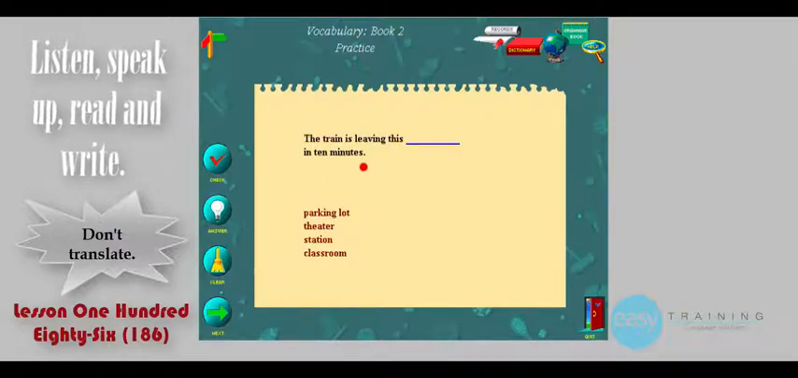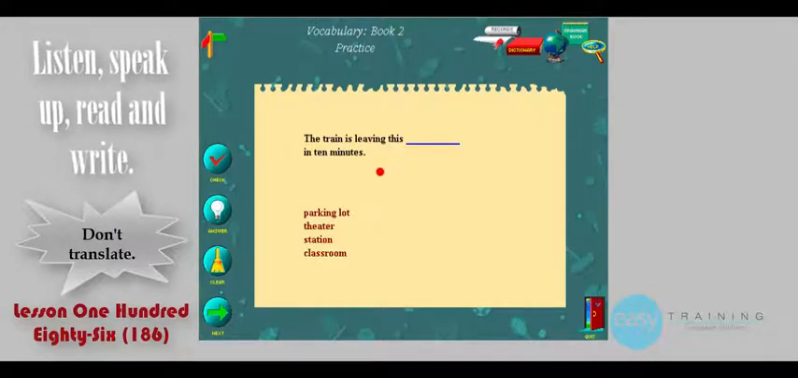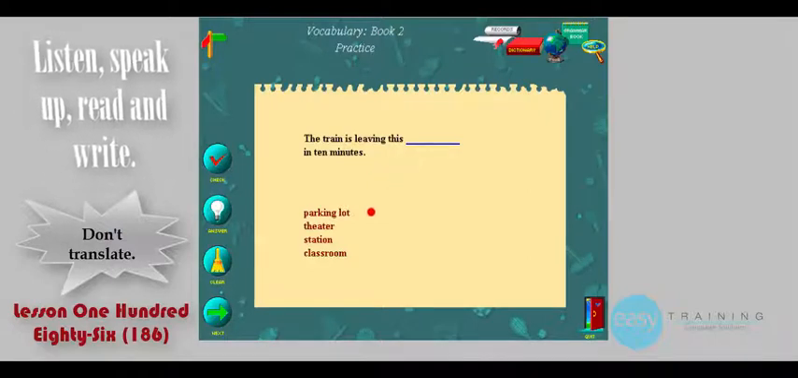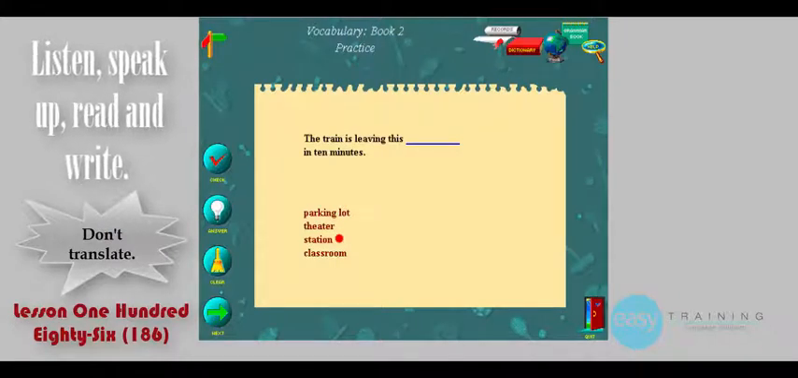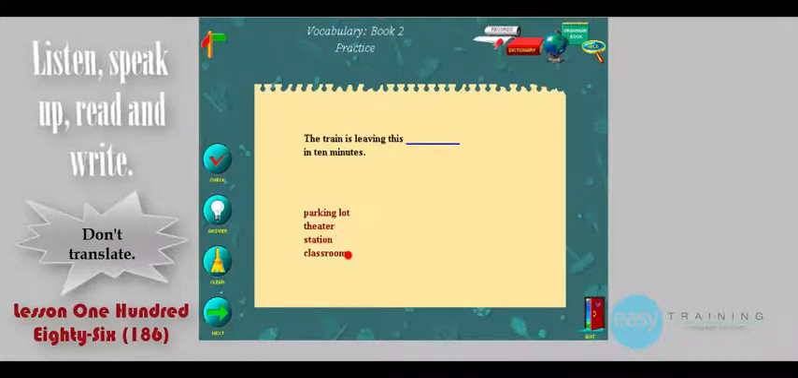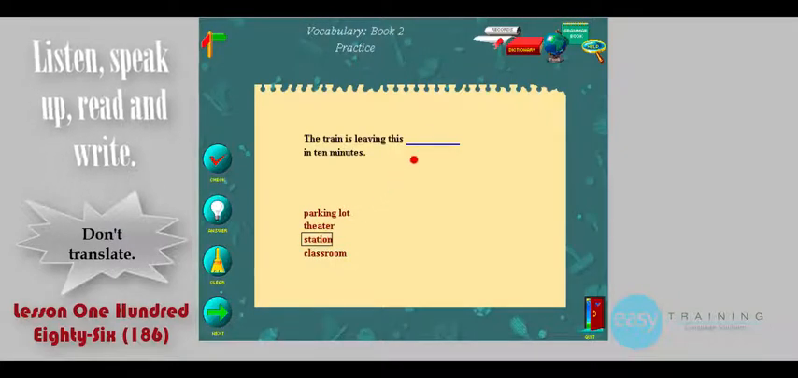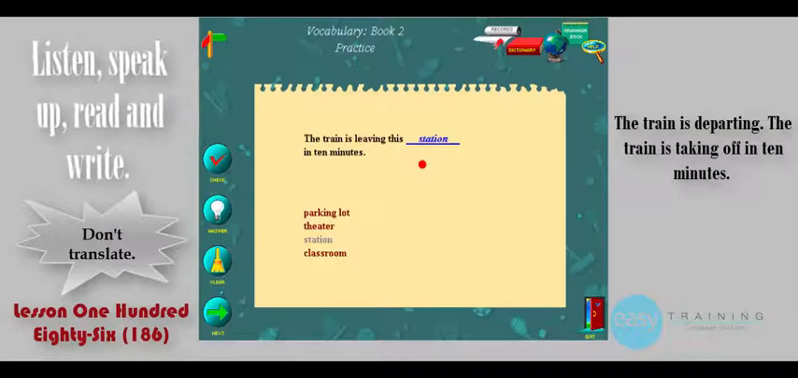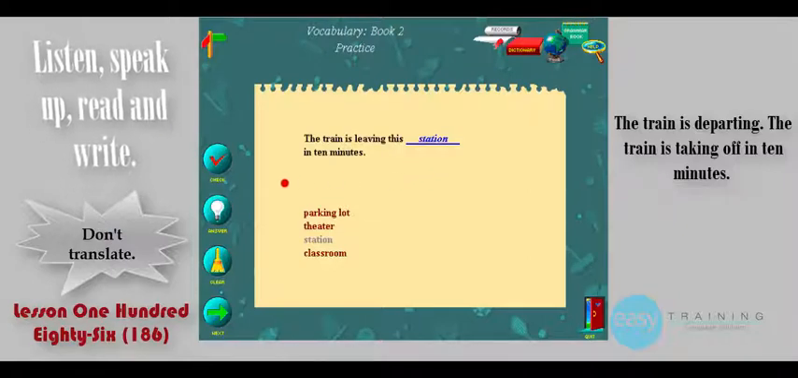The train is leaving this blank in 10 minutes. Okay, the train is leaving something. What? A parking lot? A theater? A station? Or a classroom? The train is leaving this station in 10 minutes. The train is departing. The train is taking off in 10 minutes.